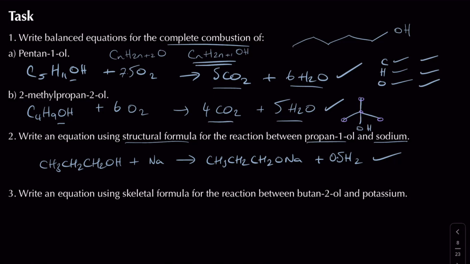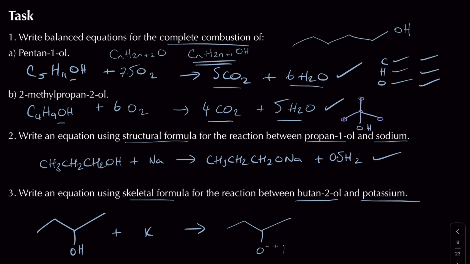What about the equation using skeletal formula this time for the reaction between butan-2-ol and potassium? Well, butan-2-ol is going to look like this, where I've got an alcohol at the 2 position. That reacts with potassium. What do we end up producing? Well, I'm going to end up with my alkoxide, which looks like this, bonded to potassium. To emphasize the ionic bond, I put a plus and a negative there. So I end up with this structure over here, and then I end up with hydrogen as well. Make it balance, 0.5, and there's that balanced too.